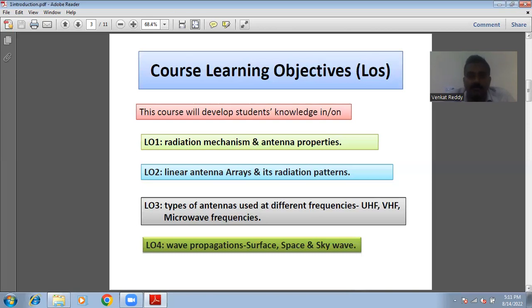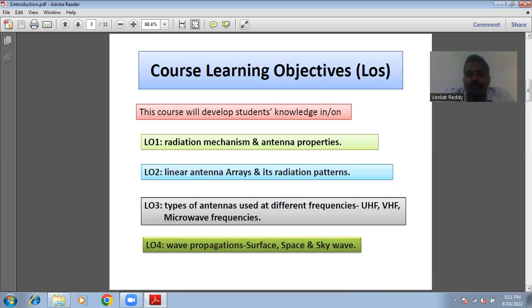And learning objective 3 is types of antennas used at microwave frequencies, ultra high frequencies, very high frequencies. What is the very high frequency band? 30 megahertz to 300 megahertz. What is the ultra high frequency band? 300 megahertz to 3 gigahertz. What are microwave frequencies? The 1 gigahertz to 100 gigahertz frequency band is called the microwave frequency band. What are the antennas that are used at these frequencies? That also we are going to see in this course.